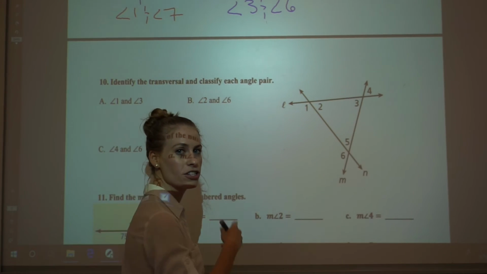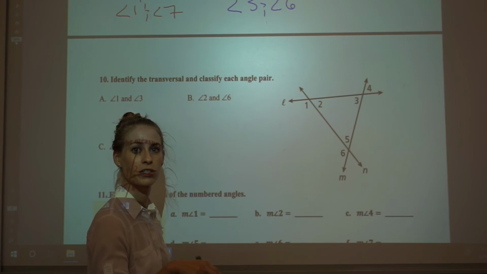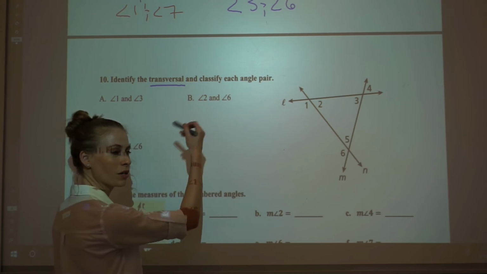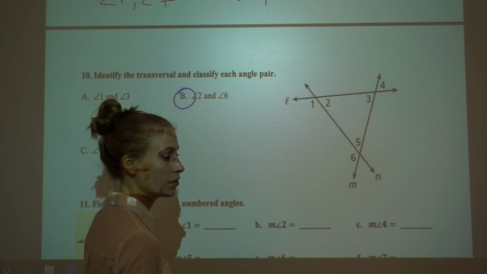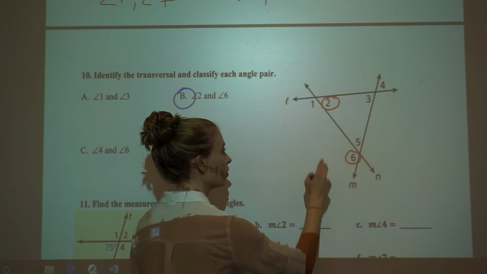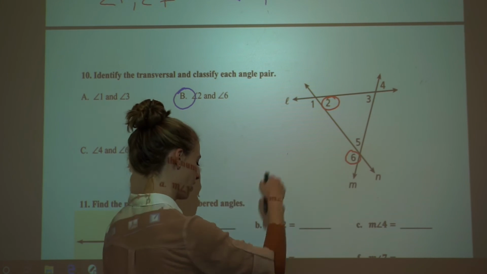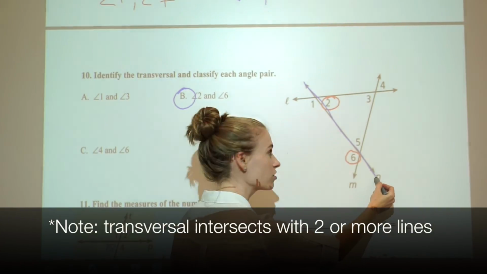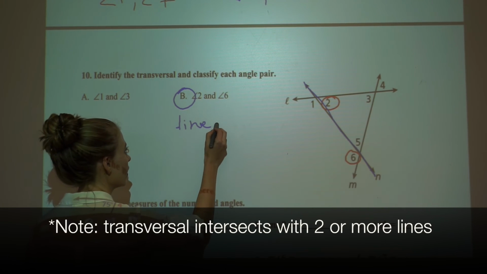All right, so now let's just tackle one of these. They're asking us to identify the transversal, which is going to be a line, and classify each pair. So which one are we going to do? Let's do this one. They're saying, let's look at angle 2 and angle 6. Well, what do you notice about those two? They look like they're going to be on the opposite side of this line right here. I may have found my transversal. So my transversal is going to be line N.